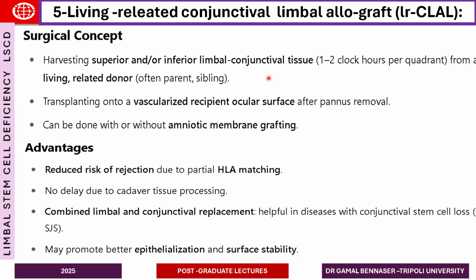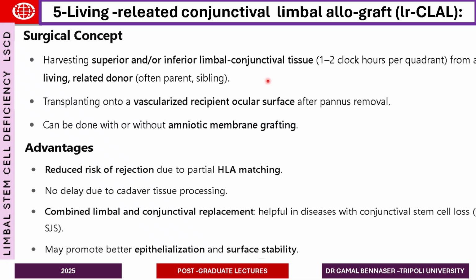What are the different tests that we have to perform on the donor so that we can secure that no rejection will happen, or a very minimal risk? And also they are transplanted onto a vascularized recipient ocular surface after the pannus removal. So you have to remove the pannus first and then you transplant it, or you can even use an amniotic membrane graft on top of this transplant to secure the ocular surface.